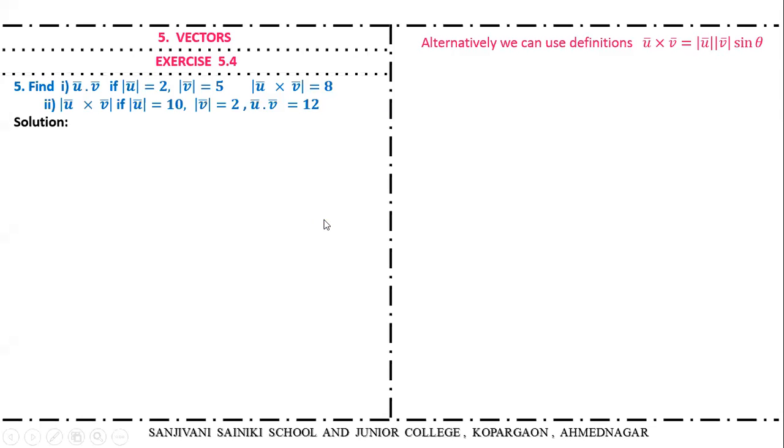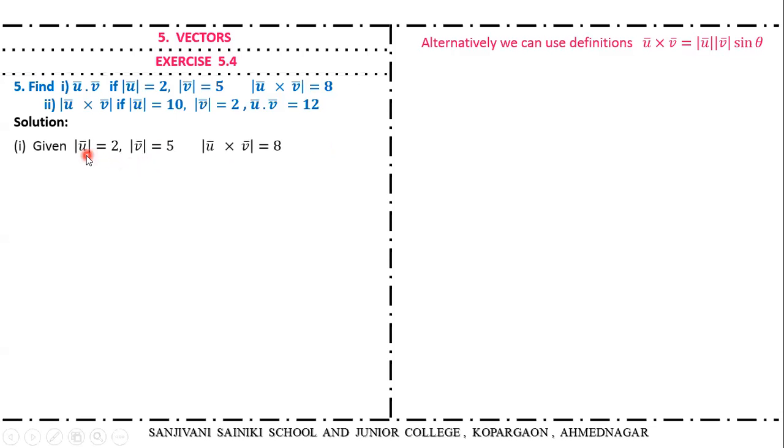The fifth example is: find u bar dot v bar if modulus of u bar is 2, modulus of v bar is 5, and modulus of u bar cross v bar is 8. The second one is to find modulus of u bar cross v bar if modulus of u bar is 10, modulus of v bar is 2, and u bar dot v bar is 12. Now for this example, I'm going to explain two methods. The alternative method I'm going to explain for this.